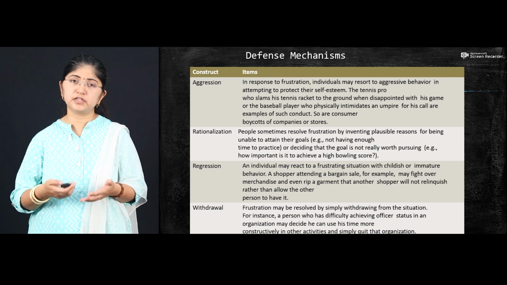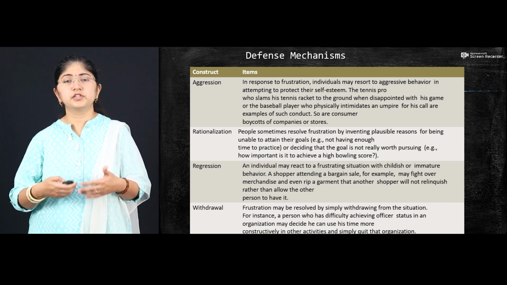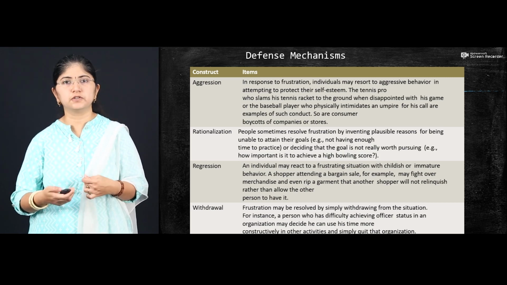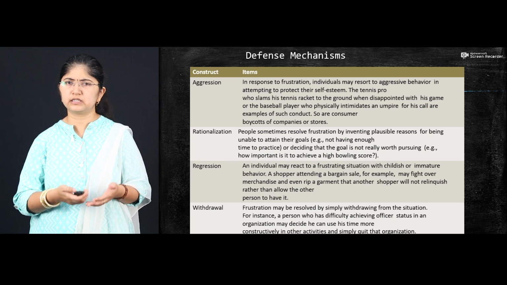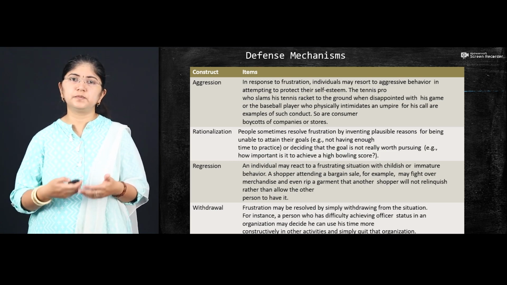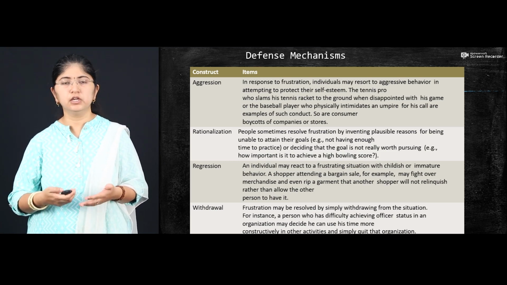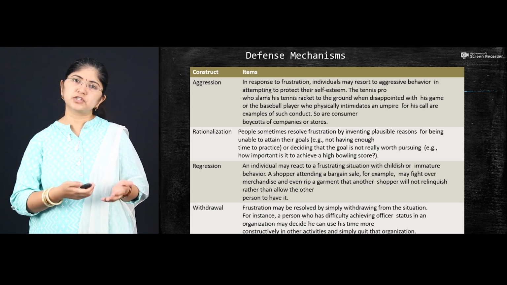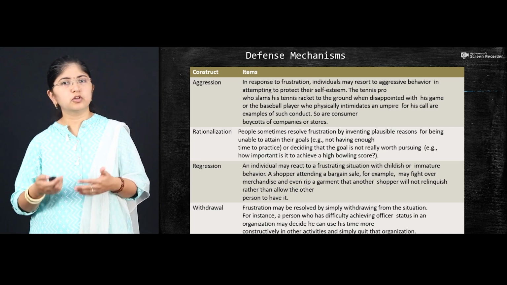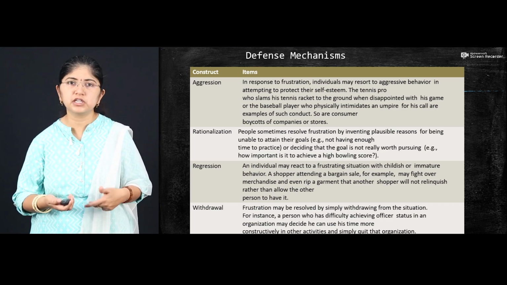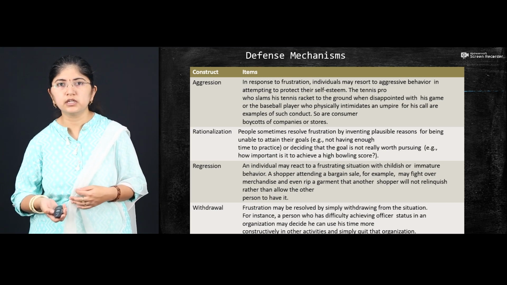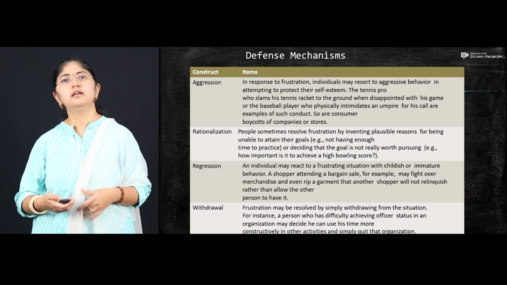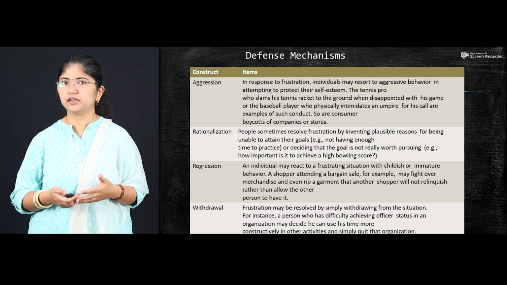Now, in the aggression defense mechanism, to avoid frustration or to come out of frustration, you use this approach: you are aggressive. We have seen in the field of sports, in cricket and tennis, the players display disappointment by showing their aggression to remove their frustration. So that can be a defense mechanism. Rationalism: at times, to come out of frustration, you tell yourself that the goal was not worthy enough, or you come up with plausible reasons so that you can come out of the frustration that you are in.